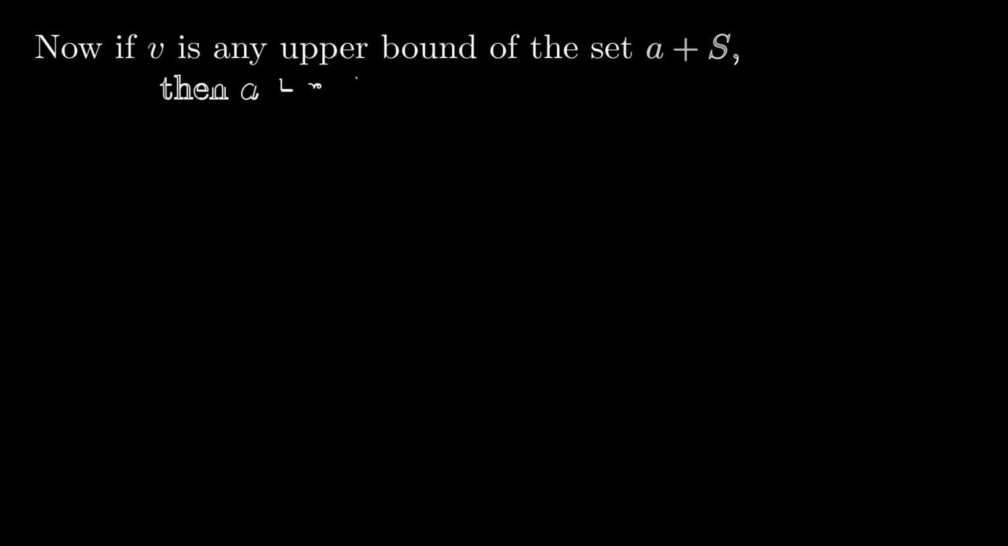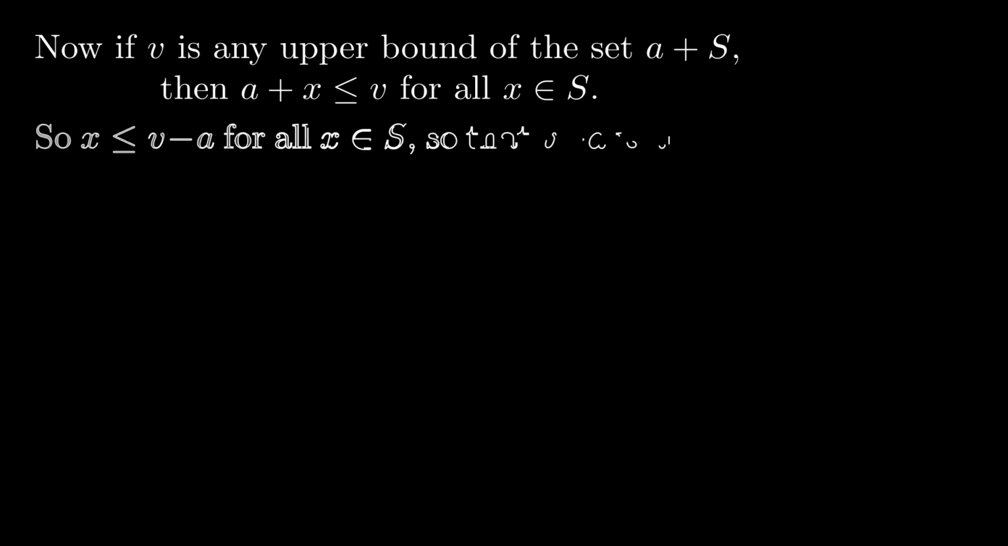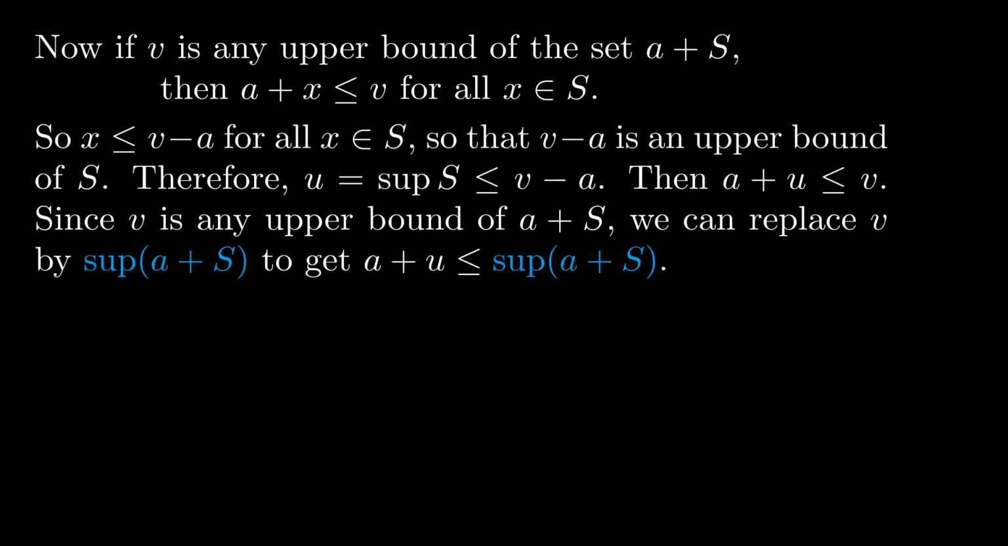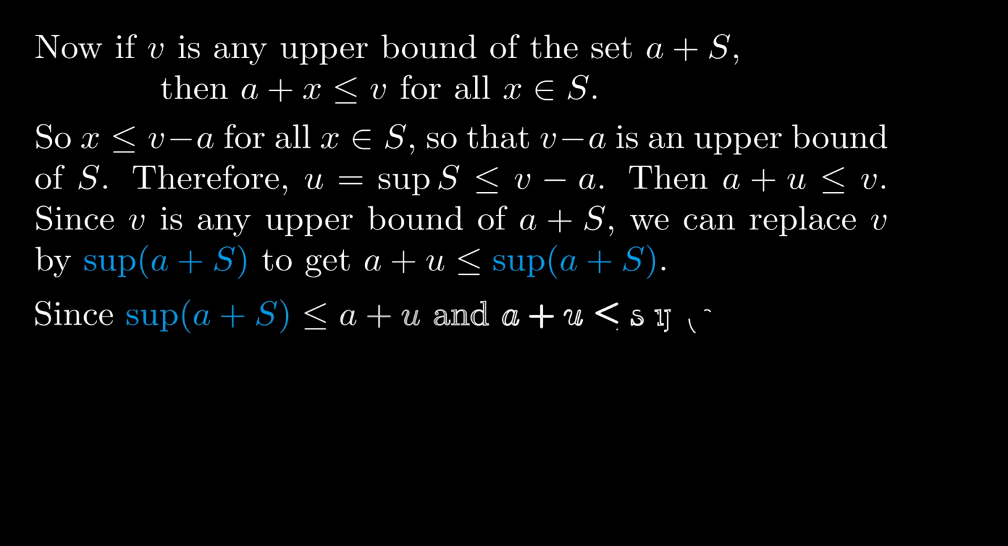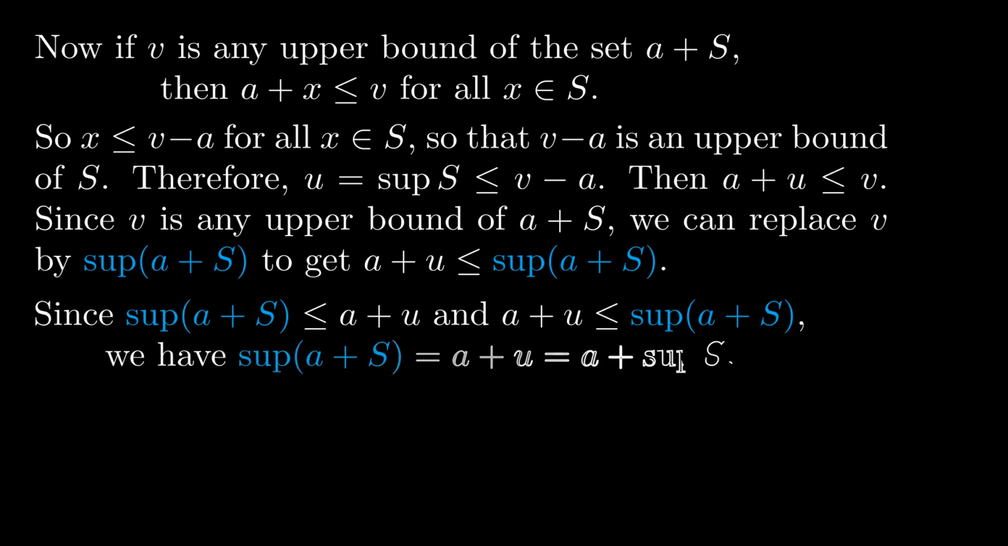Now if v is any upper bound of the set a plus S, then a plus x is less than or equal to v for all x in S. So x is less than or equal to v minus a for all x in S, so that v minus a is an upper bound of S. Therefore, u equals the supremum of S, which is less than or equal to v minus a. Then a plus u is less than or equal to v. Since v is any upper bound of a plus S, we can replace v by the supremum of a plus S to get a plus u is less than or equal to the supremum of a plus S. Since the supremum of a plus S is less than or equal to a plus u and a plus u is less than or equal to the supremum of a plus S, we have the supremum of a plus S is equal to a plus u, which is equal to a plus the supremum of S.